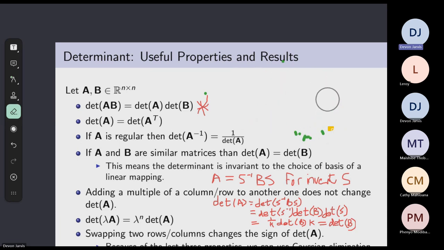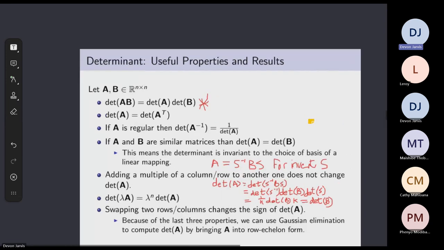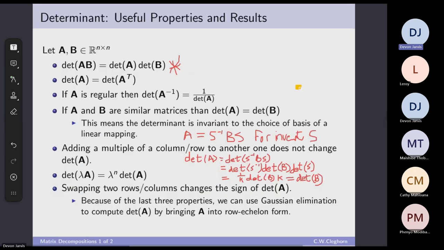All right, then there are other important properties of a determinant. So if A and B are similar matrices, then the determinant of A is equal to the determinant of B. So this means the determinant is invariant to the choice of basis of a linear mapping.